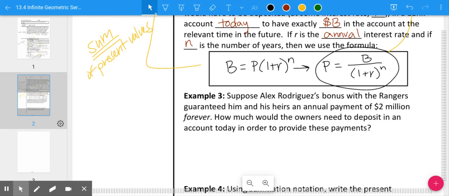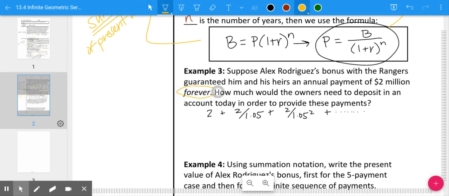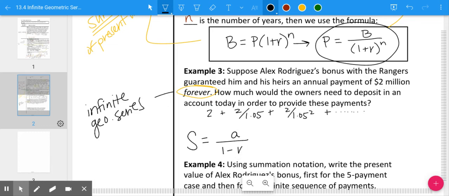Let's say the bonus said you get $2 million a year, every single year forever, for you, for your heirs, for your kids, whatever, forever. Okay, then what would that be? Then the first payment would be $2 million, and the second one would be 2 over 1.05, and the third would be 2 over 1.05 squared. And this would go on indefinitely. Because it goes on forever, when you see this word, forever, that changes this to an infinite geometric series. And so what we do then is we use the A over 1 minus R formula instead.